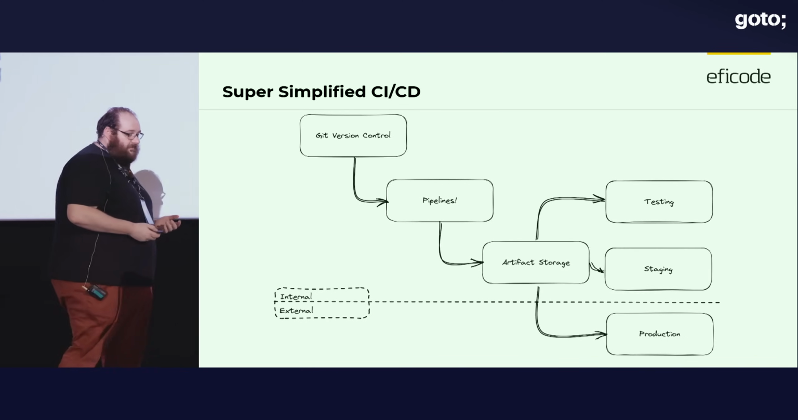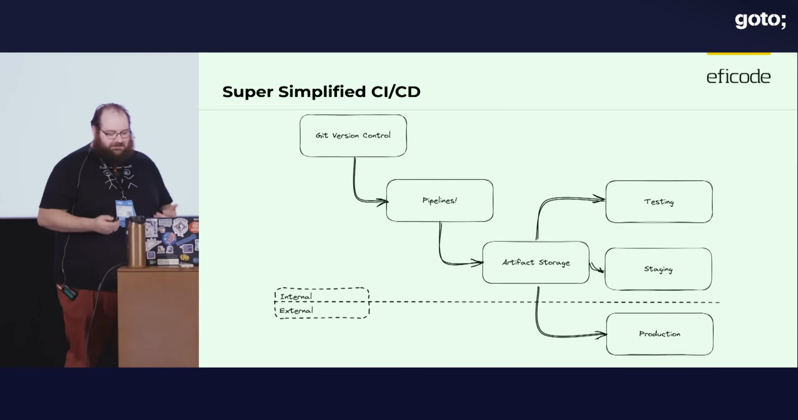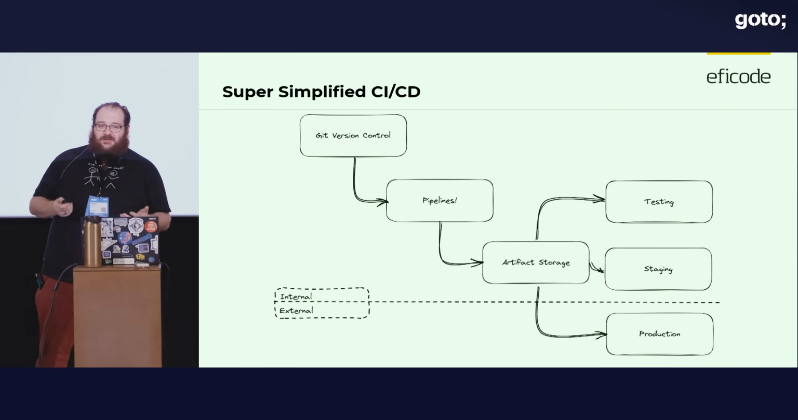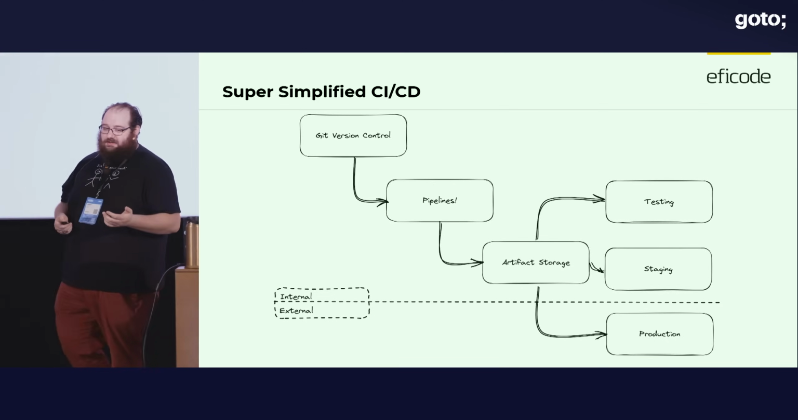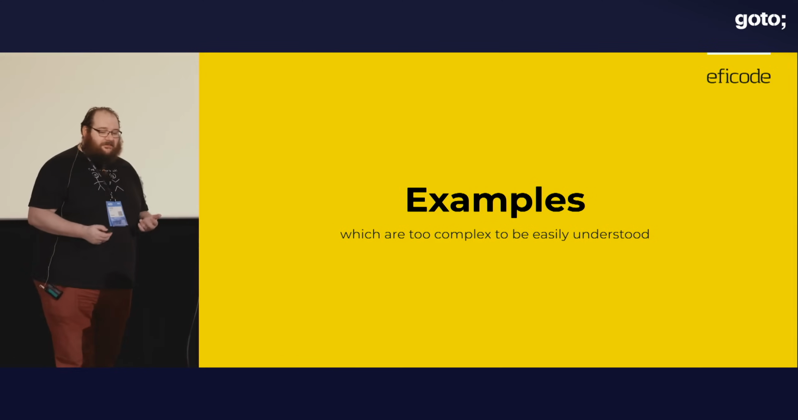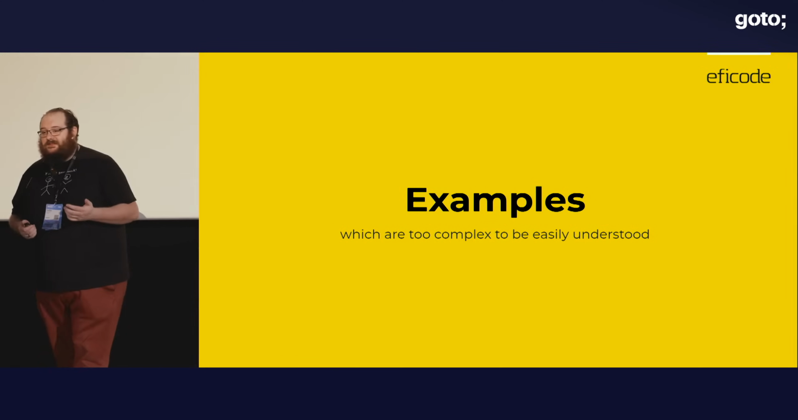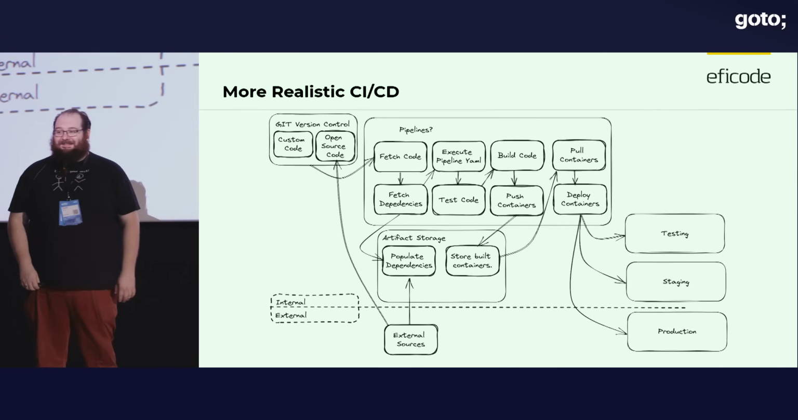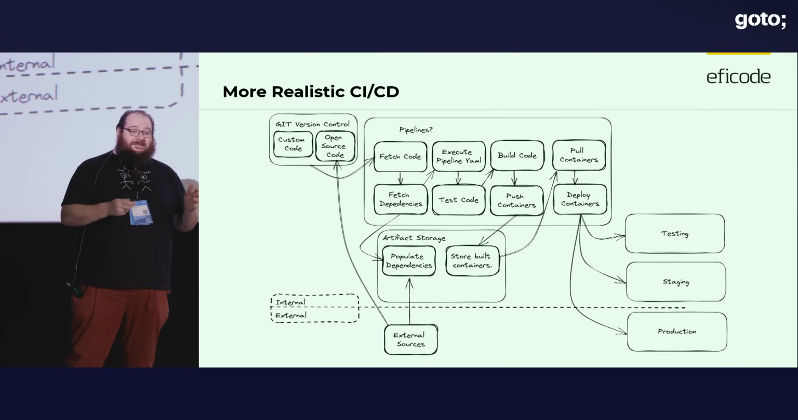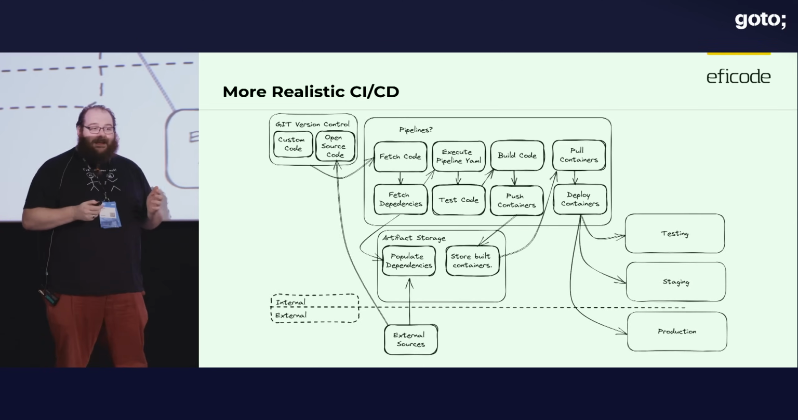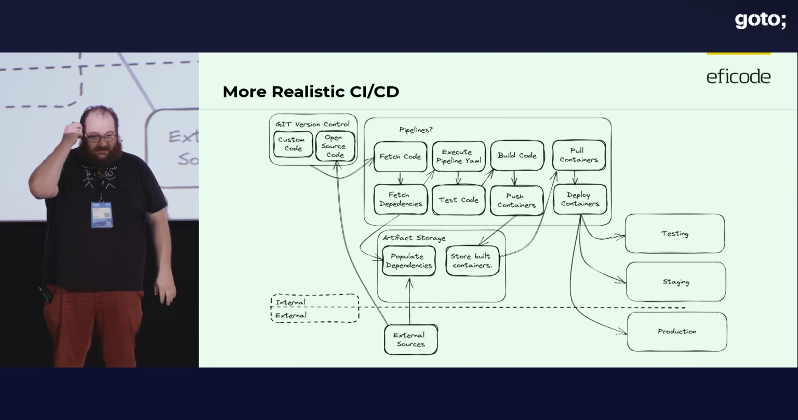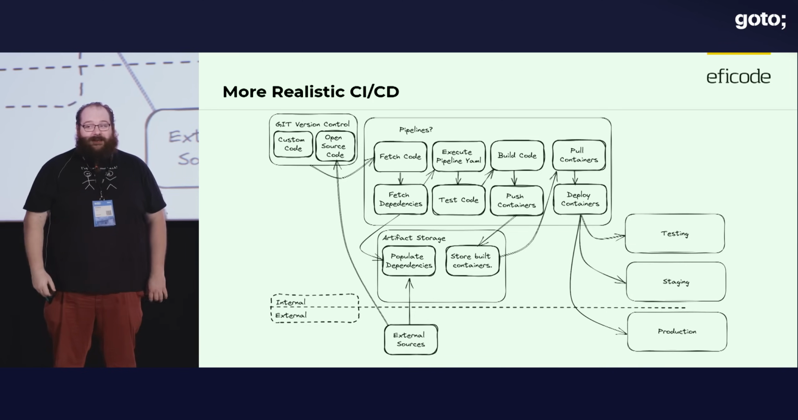And we are going to move on from here because it's a bad summary. I can't say it's a good summary. It's just a clear visualization. So we're going to move to examples which are too complex to be easily understood. Here we have a more realistic CI/CD. Can you see now why I didn't start with this? If I start with this slide here, people start to wonder if they can even follow it.